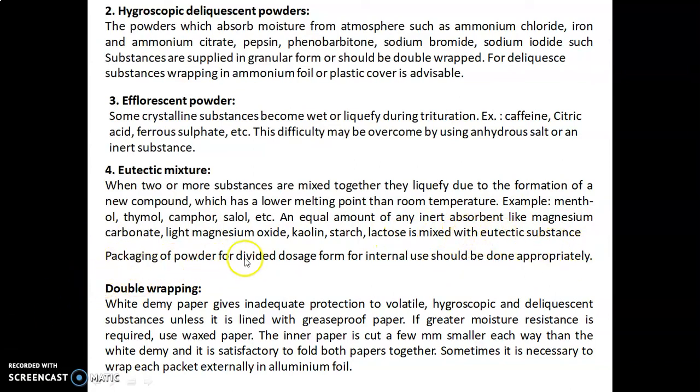Packaging of powder for divided dosage form for internal use should be done appropriately. Double wrapping. White demy paper gives inadequate protection to volatile, hygroscopic and deliquescent substances unless it is lined with grease-proof paper. If greater moisture resistance is required, use waxed paper. The inner paper is cut a little smaller each way than the white demy and it is satisfactory to fold both the papers together. Sometimes it is necessary to wrap each packet externally in an aluminium foil. So in the next session we will discuss the actual experiment.